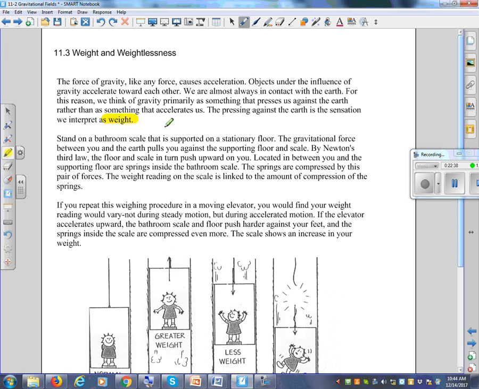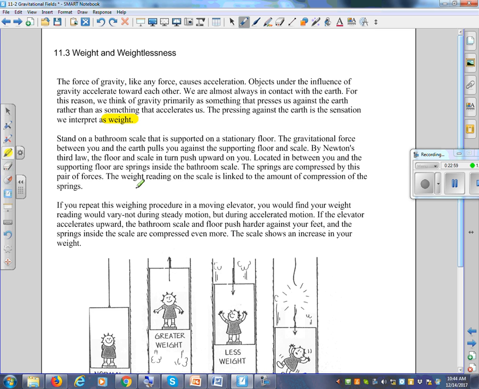Stand on a bathroom scale that is supported on a stationary floor. The gravitational force between you and the Earth pulls you against the supporting floor and scale. By Newton's third law, the floor and scale in turn push upward on you. Located in between you and the supporting floor are springs inside the bathroom scale. The springs are compressed by this pair of forces. The weight reading on the scale is linked to the amount of compression of the springs.